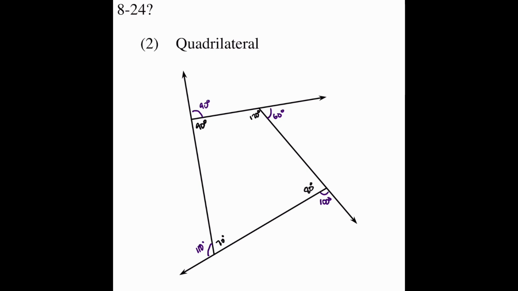I now have 4 exterior angles that I'm going to add together. And interestingly, I get a sum of 360 degrees again.